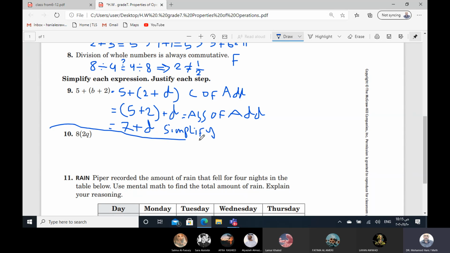Who has any question here? This is the last answer. We cannot add 7 to the b because 7 is a number and b is a variable.